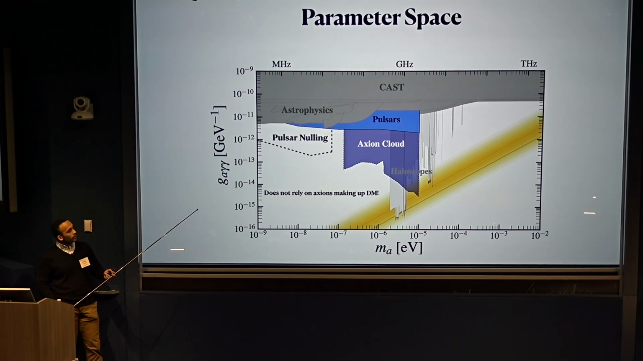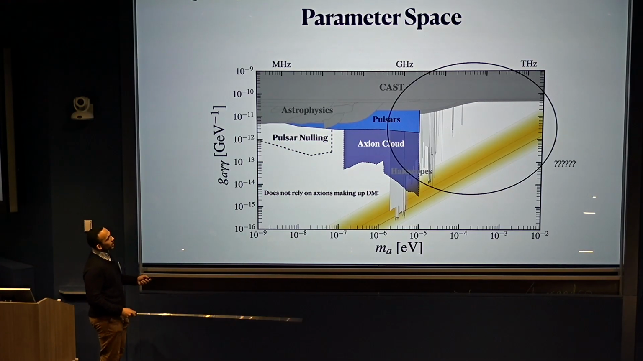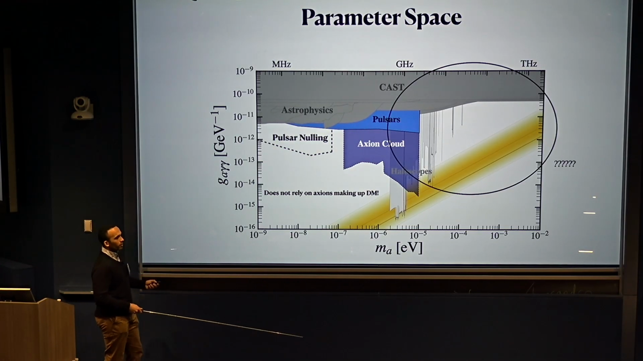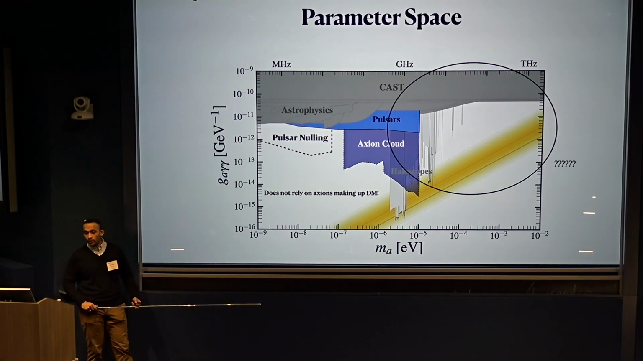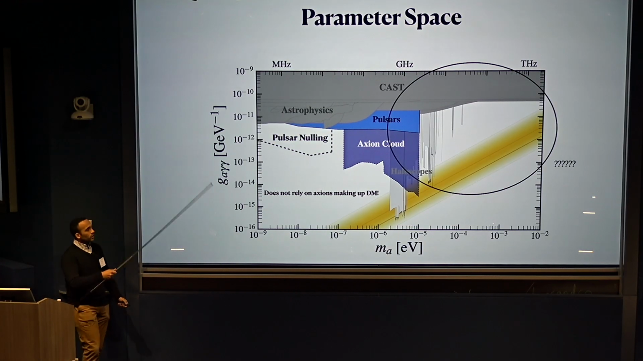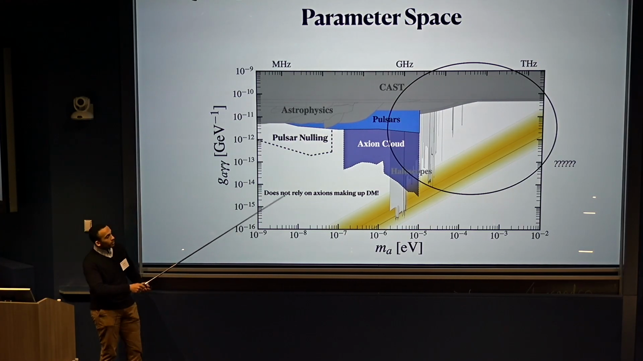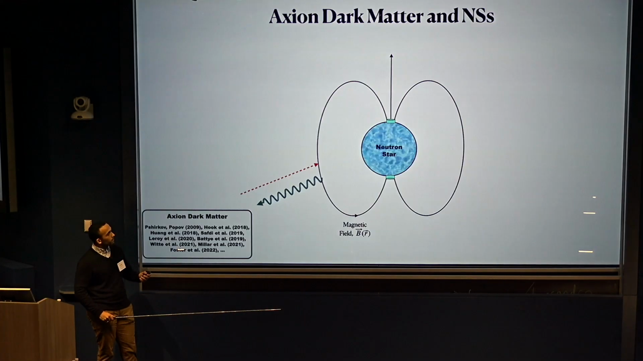And so at this point, you might be squinting at this plot and your eye might be drawn to this region where there aren't too many laboratory or astrophysical constraints. And so you might ask yourself, what is something that we can do to try to probe that parameter space?